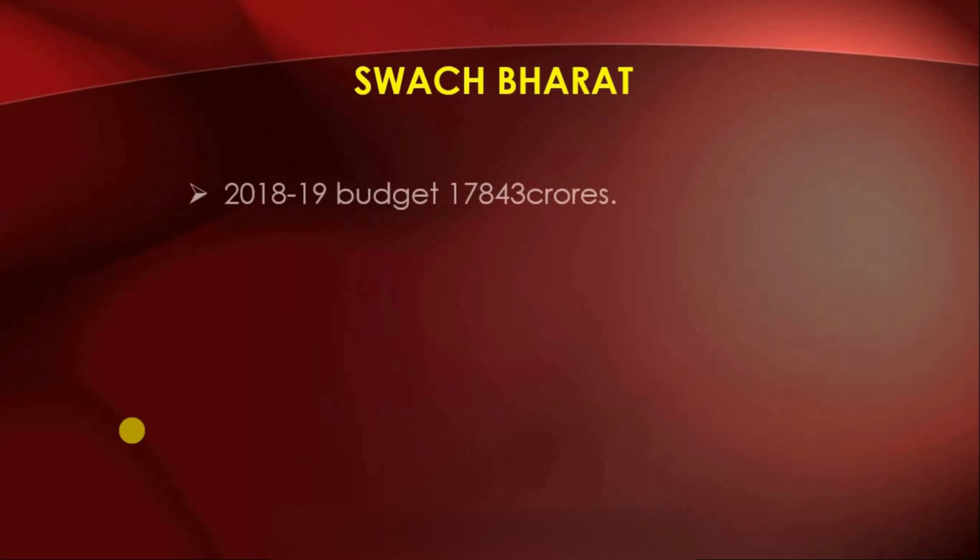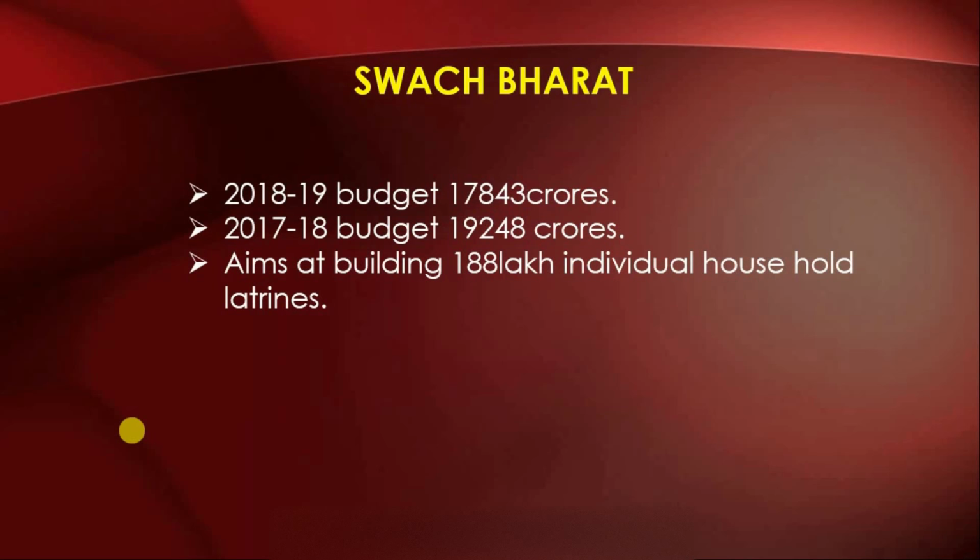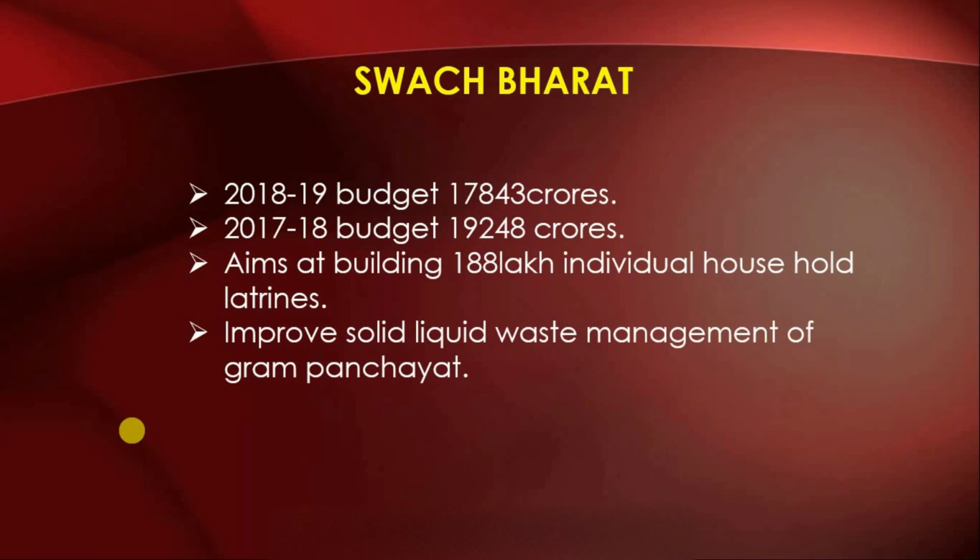Next, Swachh Bharat. I think everyone needs no introduction for this. In 2018-19 budget, the government allocated 17,843 crores for Swachh Bharat. In 2017-18, the budget was 19,248 crores. This year, it was less. This year, the government plans to build 188 lakh individual household toilets. And one more important thing, this year objective for Swachh Bharat is also to improve the solid and liquid waste management of Gram Panchayats. This is about Swachh Bharat.